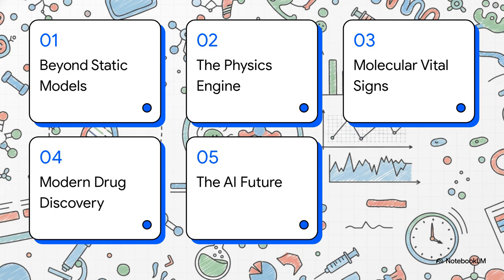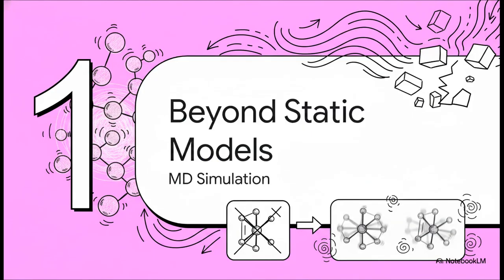We'll start with number 1, beyond static models. Then 2, the physics engine. 3, molecular vital signs. 4, modern drug discovery. And finally, 5, the AI future. All right, section 1, beyond static models.